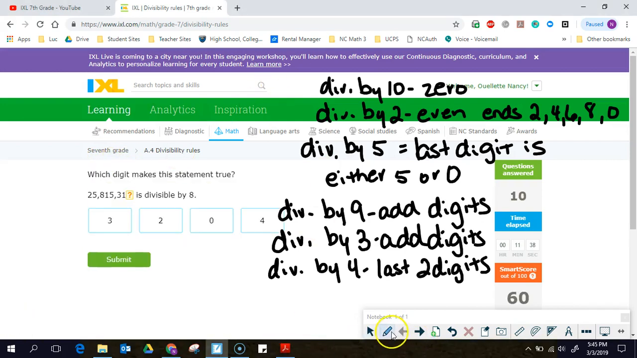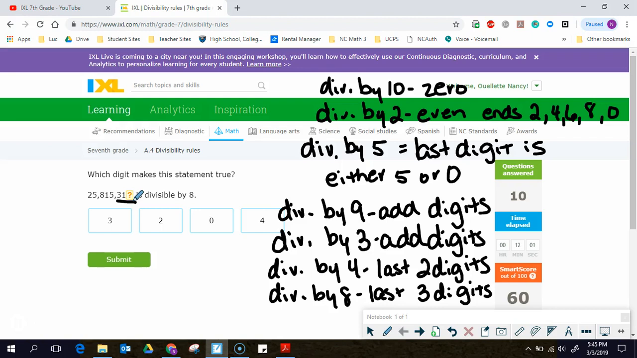Okay, so here's another new one. Divisible by 8. So really similar to 4, but in this case we look at the last 3 digits. So if that number that's formed by the last 3 digits is divisible by 8, then the whole thing's divisible by 8. So I'm going to pull out my calculator real quick.